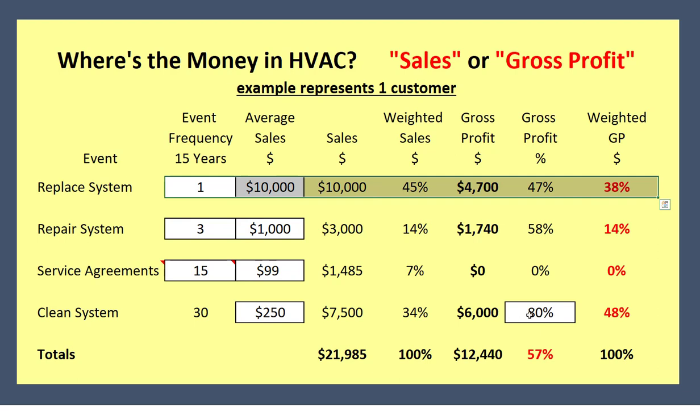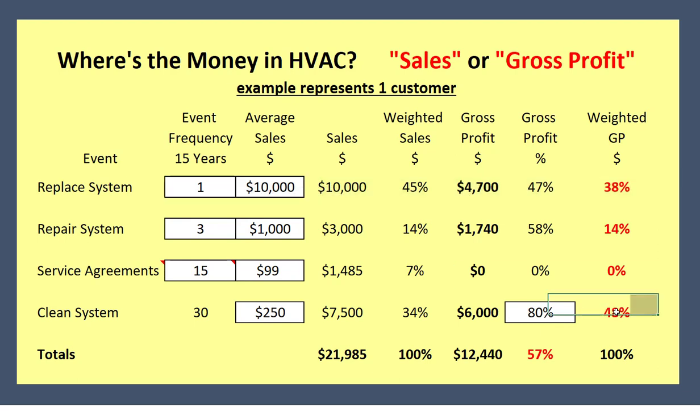All right? So the key here is cleaning revenue on a weighted gross profit perspective is 48% versus 38% from replacement. And I'll bet that's information you didn't think about prior to listening to this today. So if you've got any other questions about this, please give me a call. I'd love to talk to you about it.